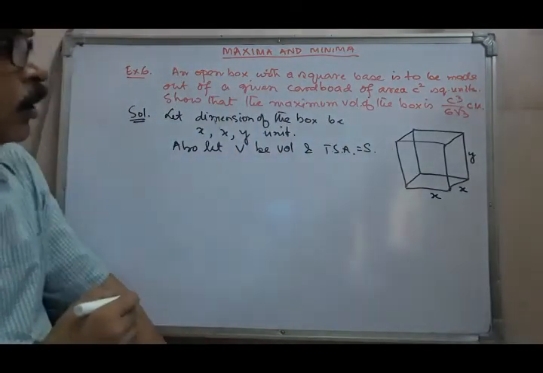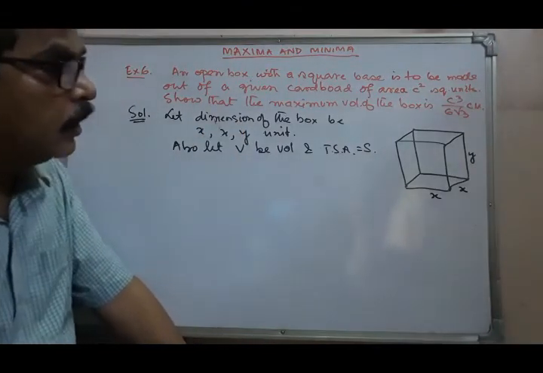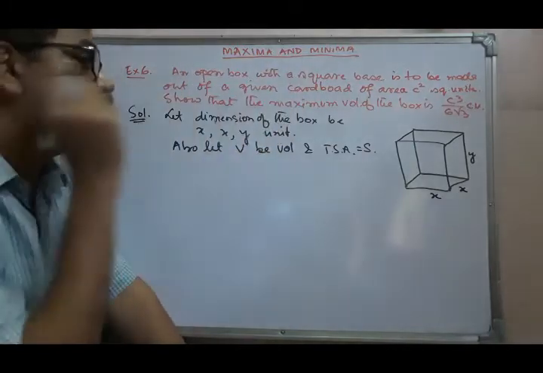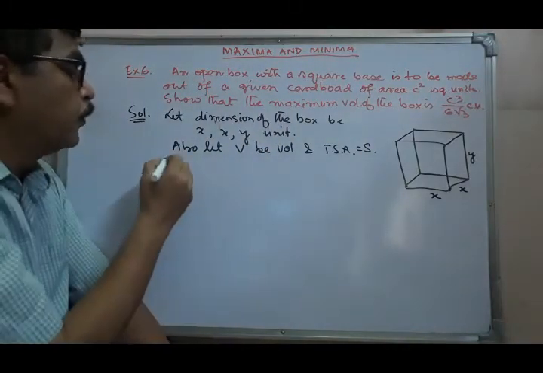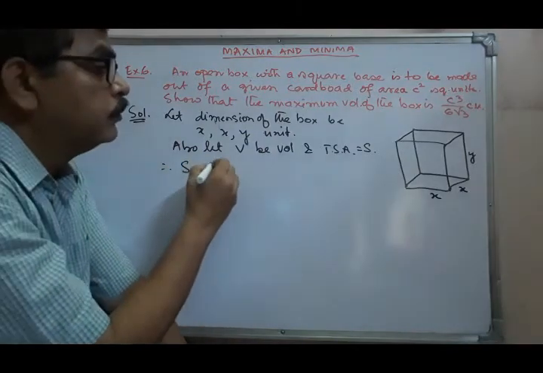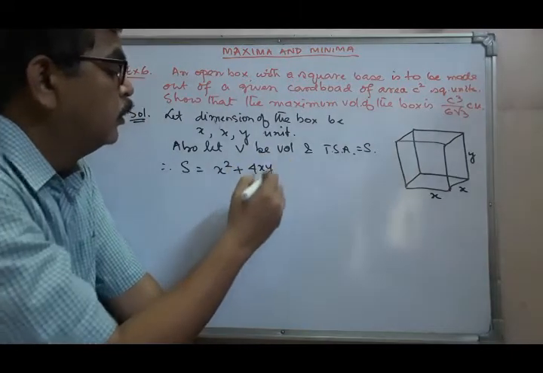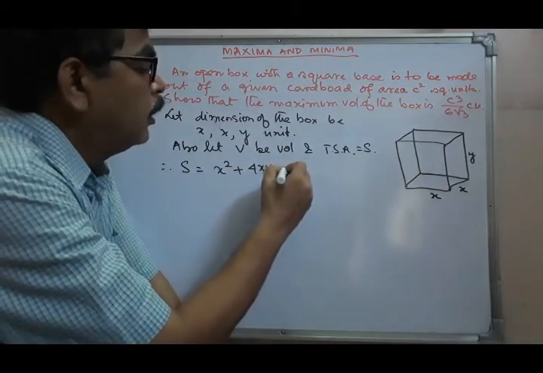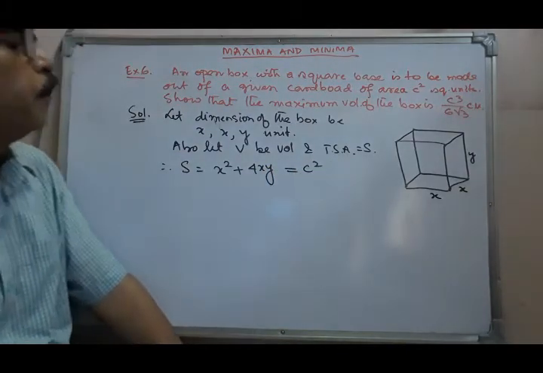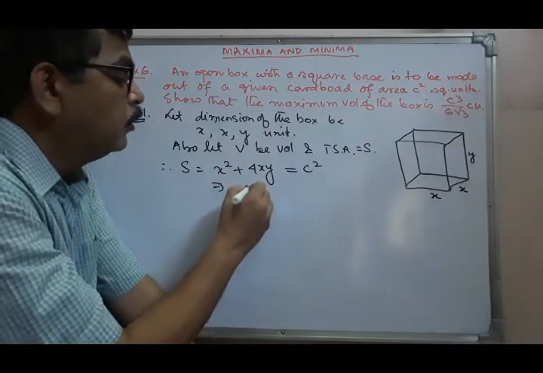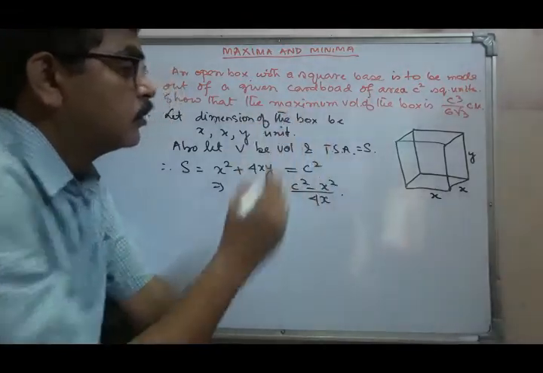So what is the first condition? First we have identified the variables. Now we have to write the relation with the given condition. c square is the total surface area of the box, that is the area of the cardboard. So therefore S equal to base area x square plus area of the 4 walls 4xy. So this is the given, and that is equal to c square. So from here we will get y equal to c square minus x square by 4x.